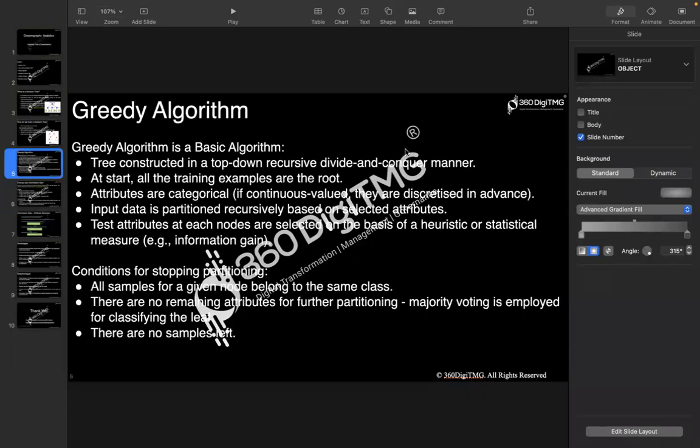Then we have the greedy algorithm. So what is a greedy algorithm? A greedy algorithm is an algorithmic paradigm that builds up a solution piece by piece, always choosing the next piece that offers the most obvious and immediate benefit.